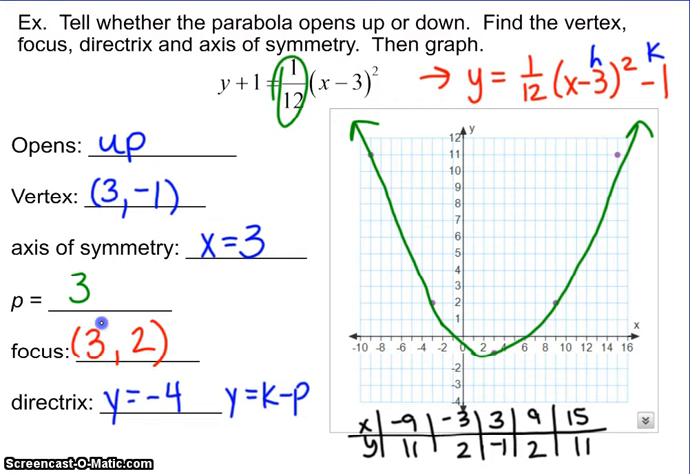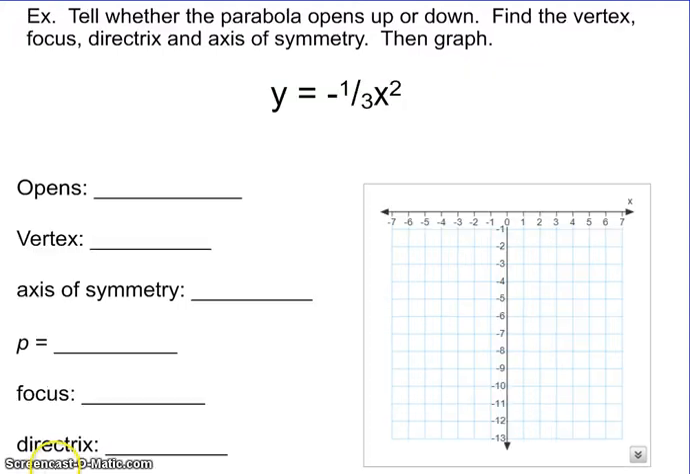So we can actually plot the focus and the directrix. 3, 2 is my focus. So there's our focus, and our directrix is the line y equals negative 4. So we've done exactly the same information, but this time just graphed it as well. Now that we're comfortable with finding the information, I want to talk about a couple different special cases.